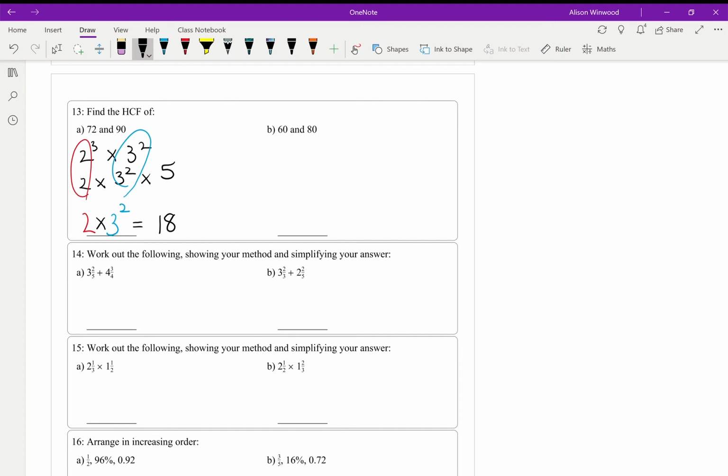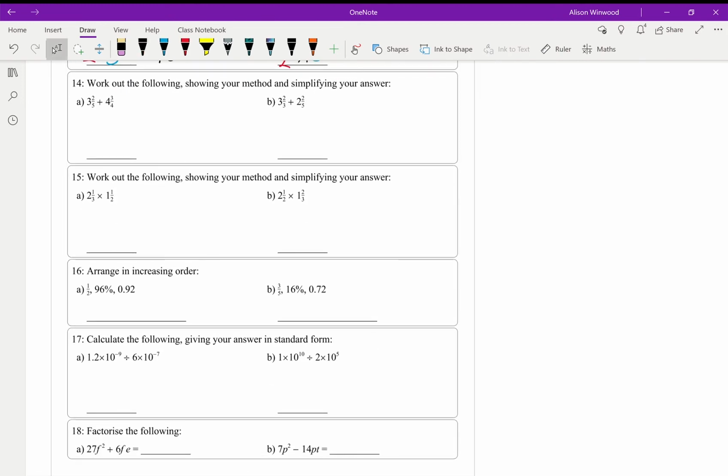60 as a product of prime factors is 2 squared multiplied by 3 multiplied by 5, and 80 is 2 to the 4 multiplied by 5. So they've got 2's in common and 5's in common, and in fact they've both got a 2 squared within them. 2 squared multiplied by 5 is 20.